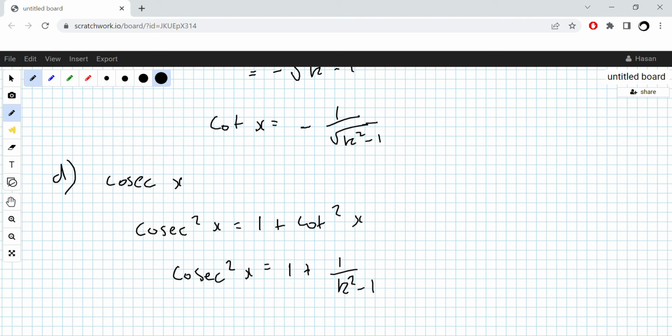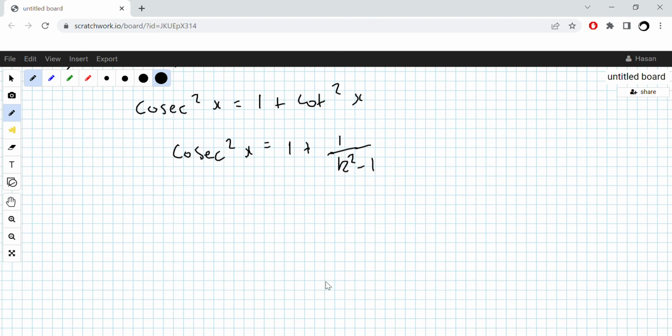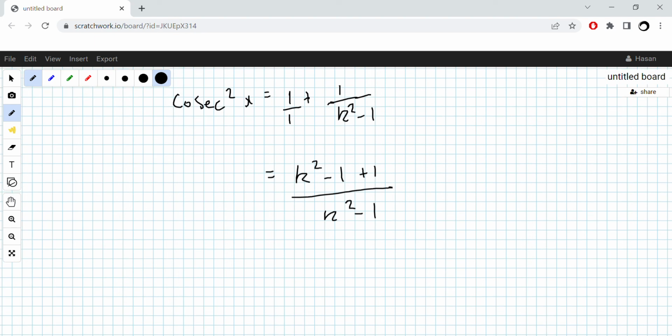And then when we add these two together, we're going to need to make the denominator the same. So we're going to times this by k squared minus 1, top and bottom. So now we're going to be left with k squared minus 1 plus 1 over k squared minus 1, and then that leaves us with k squared over k squared minus 1.